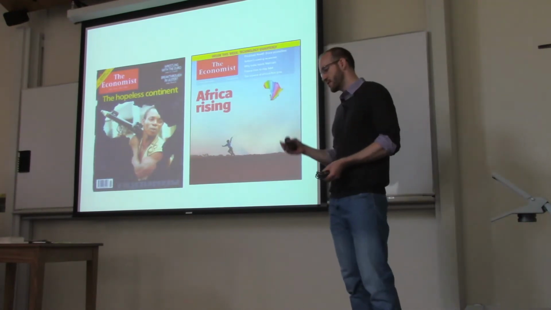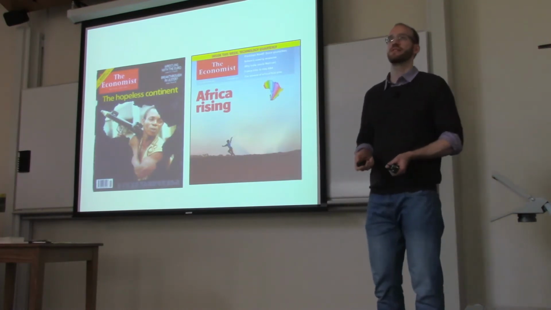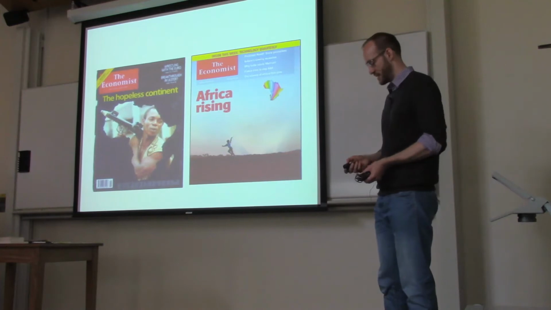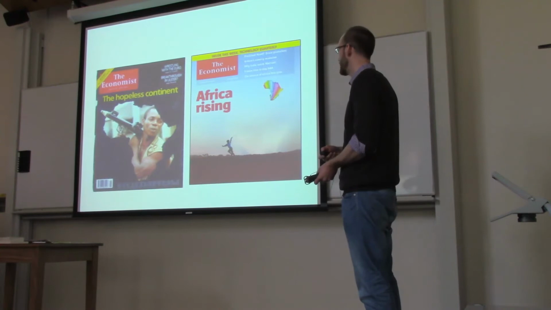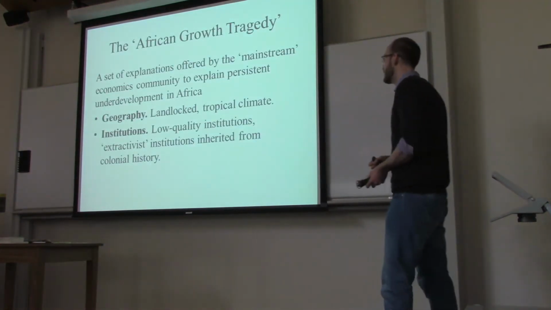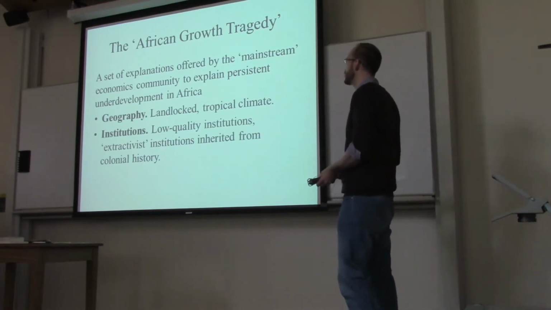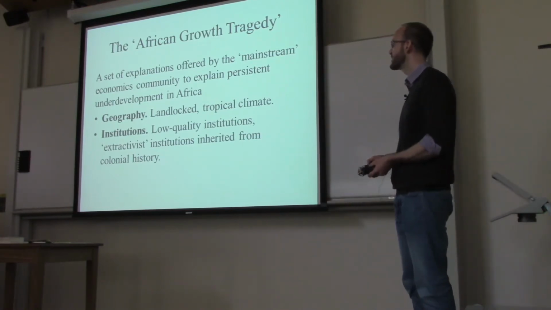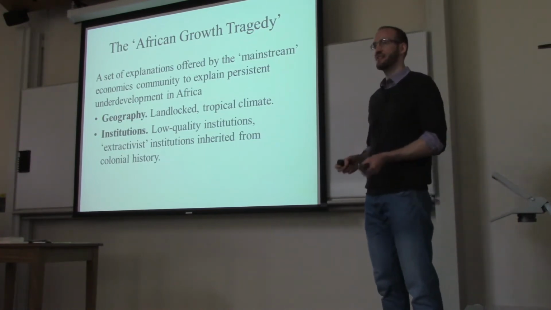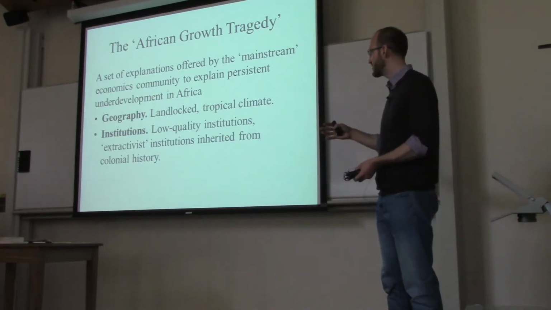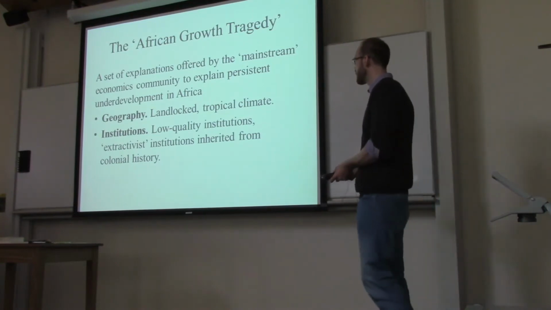But before I go more in depth about manufacturing and industrial policy, I want to explain a bit how underdevelopment in Africa has been perceived and analyzed in economics, especially mainstream economics. Right, so the African growth strategy, if we can term it that, is a set of explanations offered by the mainstream economics community to explain persistent underdevelopment in Africa. I'm writing mainstream now because I'm saying not necessarily neoclassical, although most economists who have offered these explanations have come from the neoclassical school of economics.